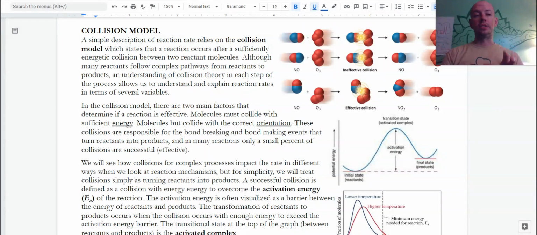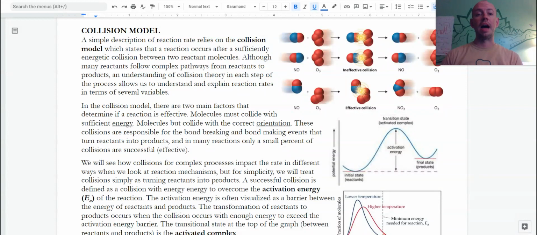When we are trying to describe, or maybe better explain, why a reaction may go fast or slow relative to another reaction, we use the collision model or collision theory. The collision theory is very simple. It says that in order for two chemicals to react, they have to collide.